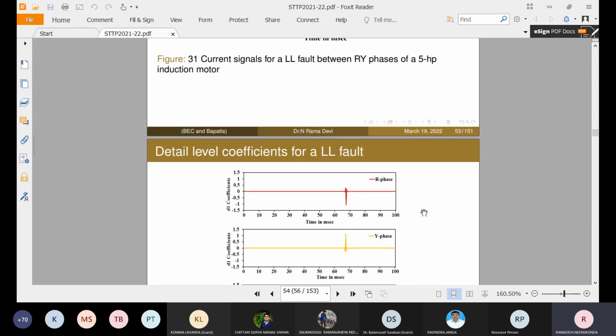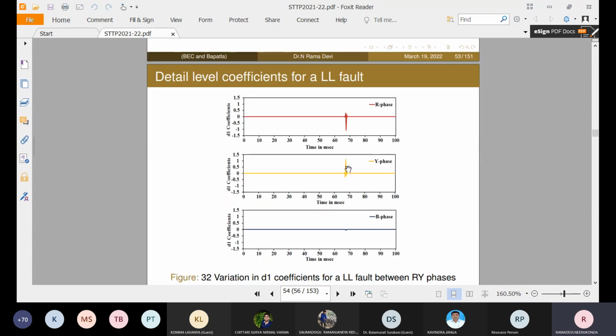And this same information we can observe by making use of the detail level coefficient also. If the R phase detail coefficient is a negative value of peak, then the Y phase detail coefficient is a positive value. So here this is the negative peak, this is the positive peak. So both are opposing each other.